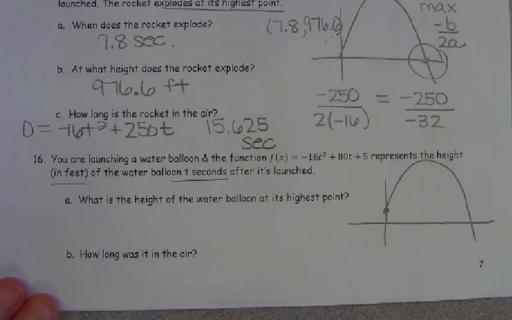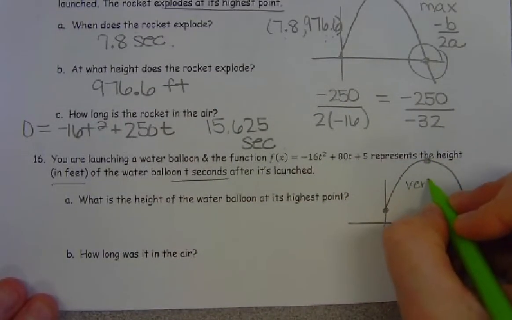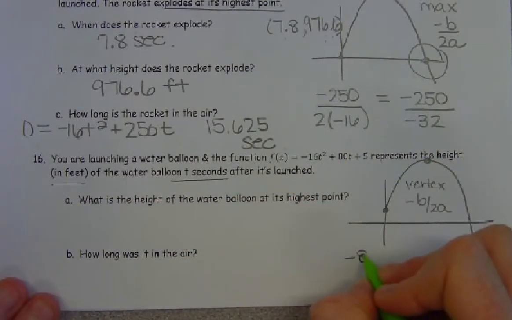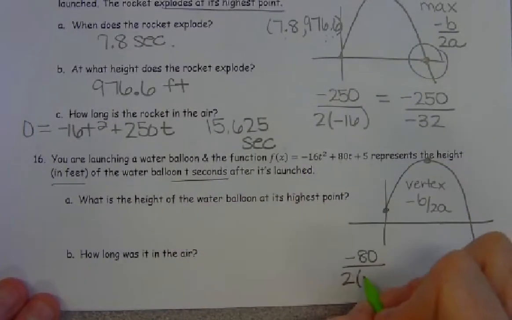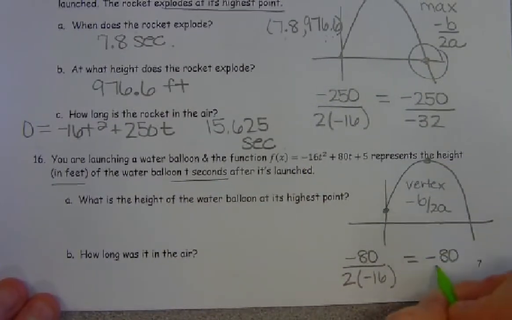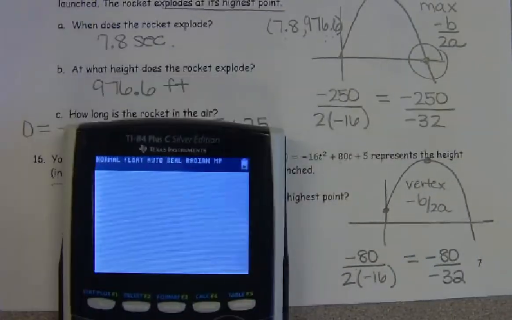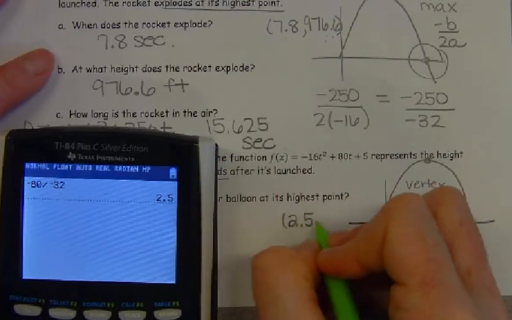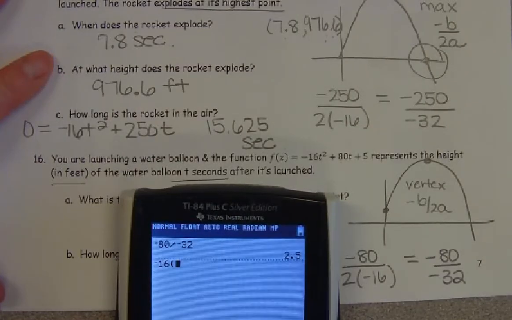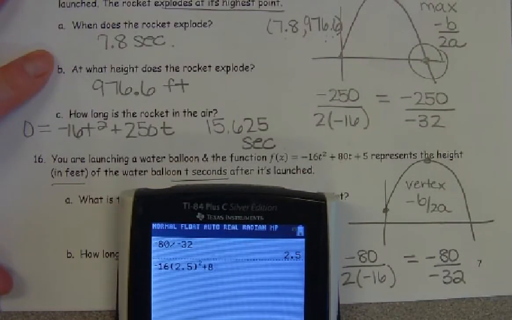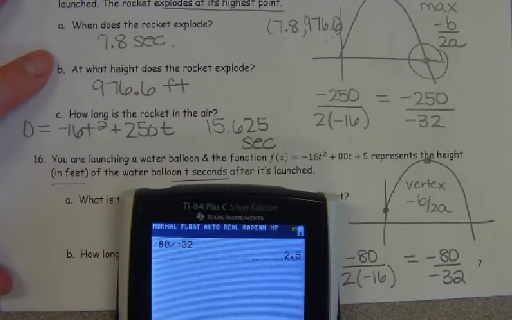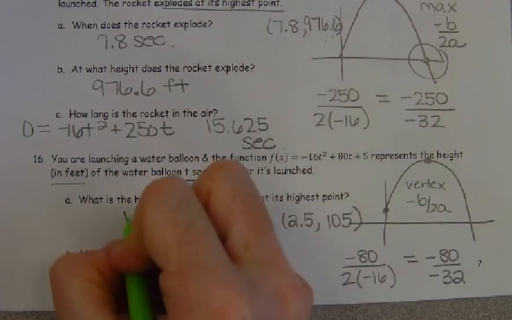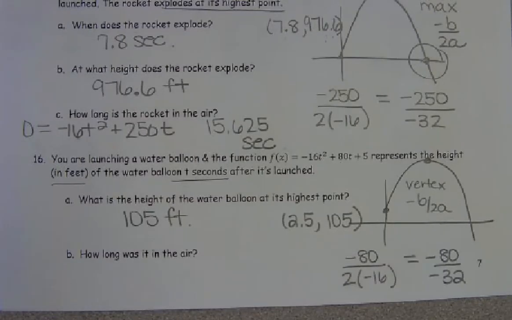All right, first question, what is the height at its highest point? That is again the vertex, and we are again going to use negative b over 2a. So I take the opposite of 80, which is negative 80, over 2 times a, which is negative 16. So I'm going to go negative 80 over negative 32, and I'm going to divide those two. So my x value there is 2.5. I'm then going to plug it in. And it looks like the height is at 105 feet. So at 2.5 seconds, the height is at 105 feet. So that's my answer to part A.